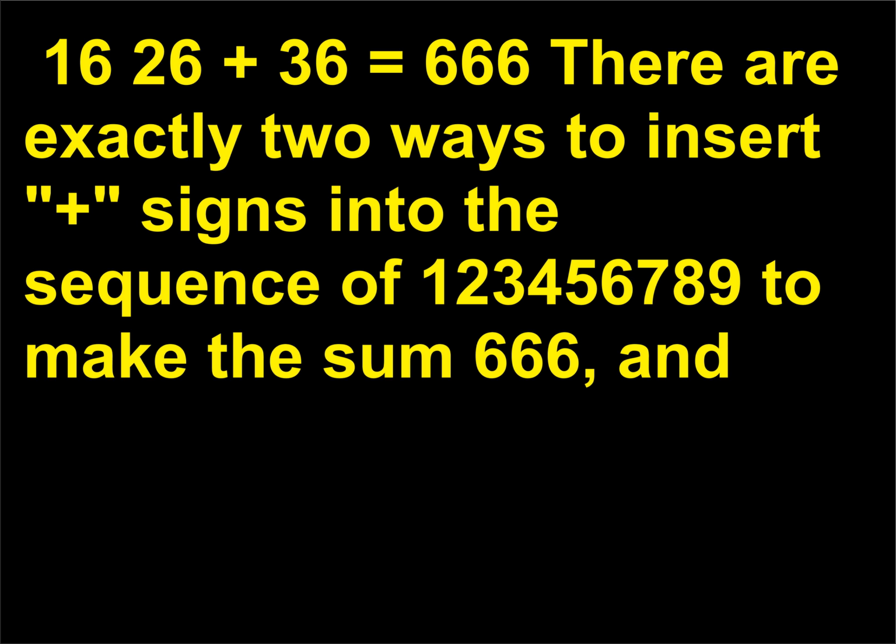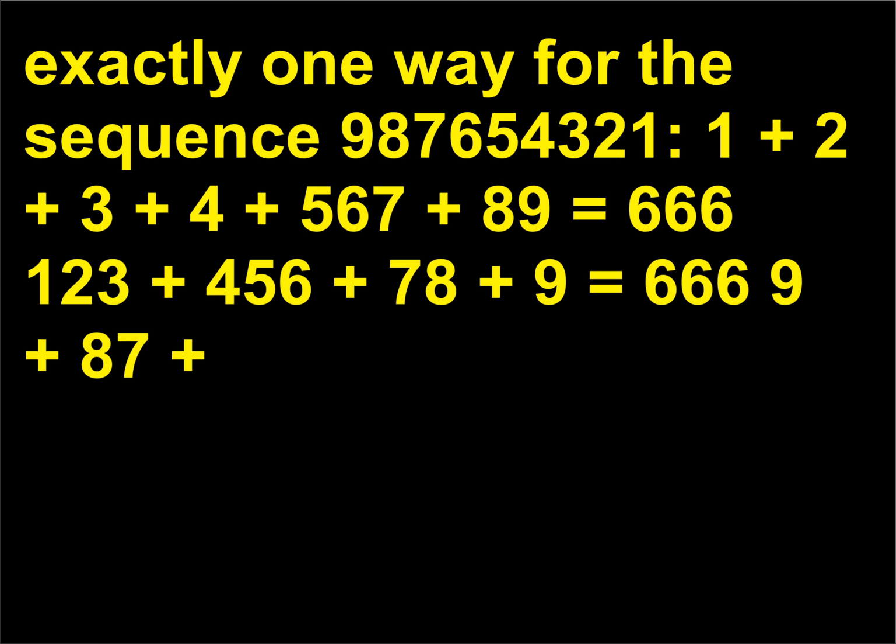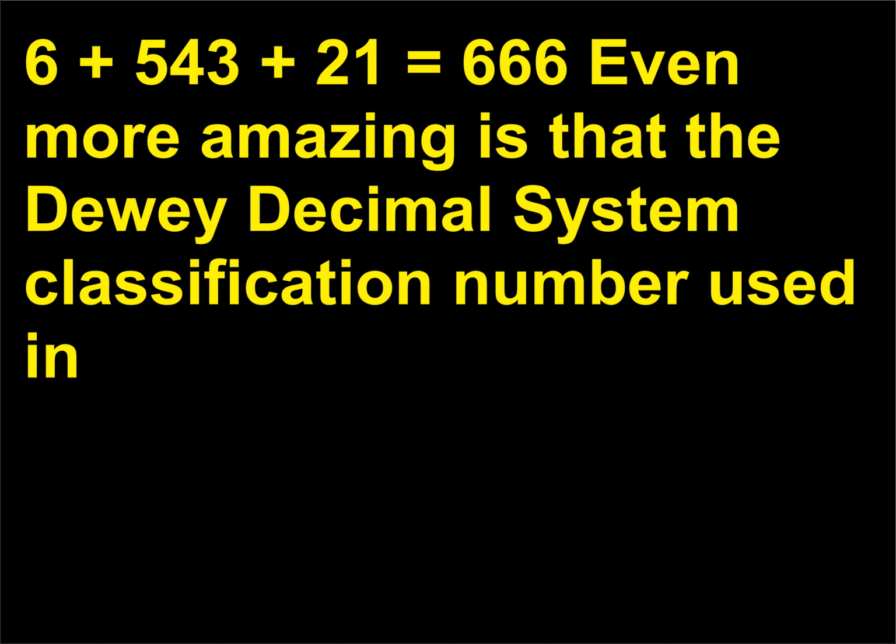There are exactly 2 ways to insert plus signs into the sequence of 1 2 3 4 5 6 7 8 9 to make the sum 666, and exactly 1 way for the sequence 9 8 7 6 5 4 3 2 1. 1 plus 2 plus 3 plus 4 plus 567 plus 89 equals 666. 123 plus 456 plus 78 plus 9 equals 666. 9 plus 87 plus 6 plus 543 plus 21 equals 666.